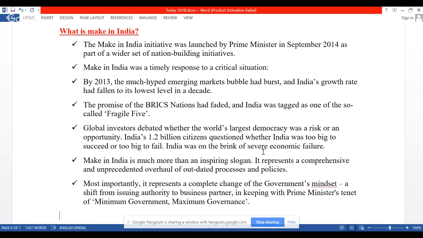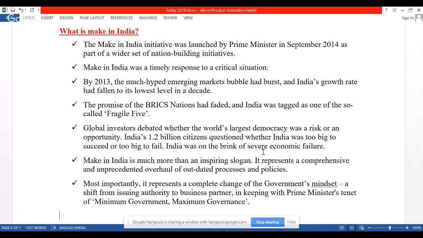By the year 2013, the much hyped emerging markets bubble had burst, and India's growth rate had fallen to its lowest level in a decade. The promise of the BRICS nations had faded, and India was tagged as one of the so-called fragile five. Global investors debated whether the world's largest democracy was a risk or an opportunity. India, with 1.2 billion citizens, questioned whether India was too big to succeed or too big to fail. India was on the brink of severe economic failures.